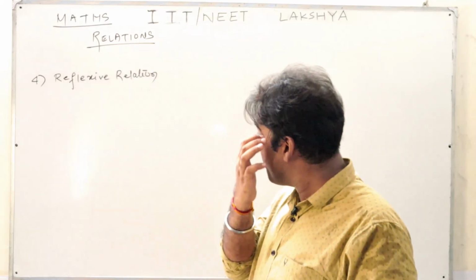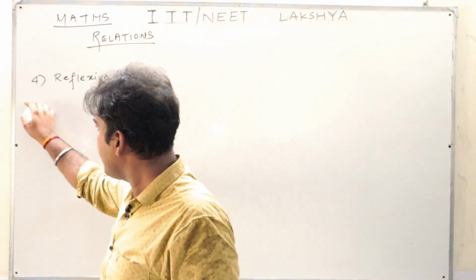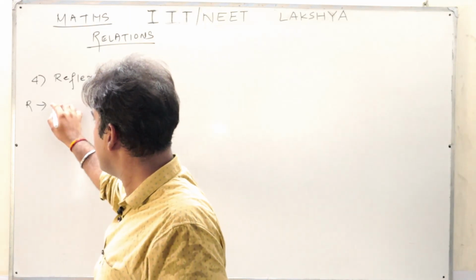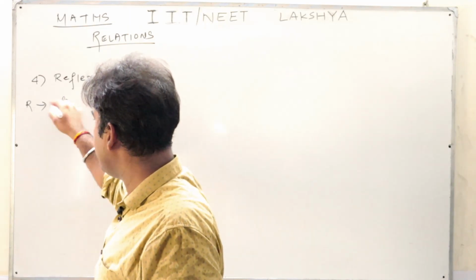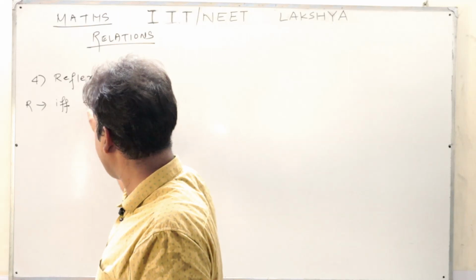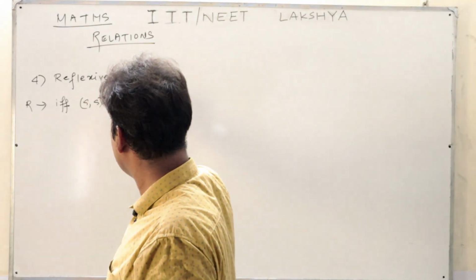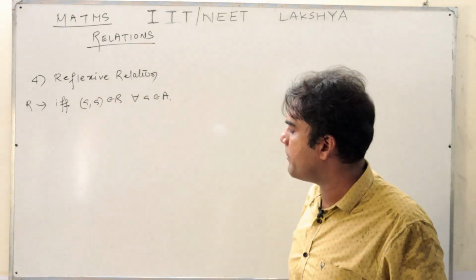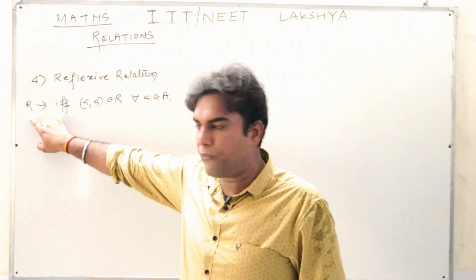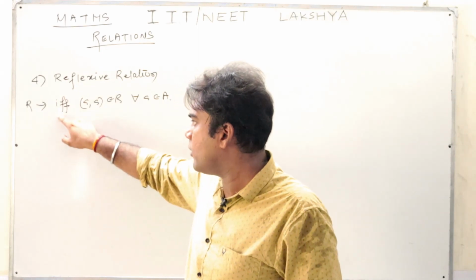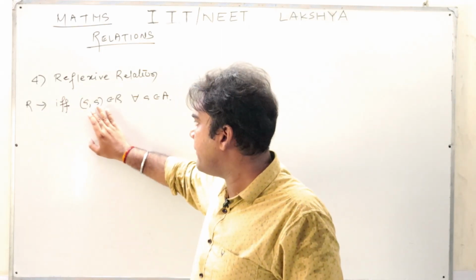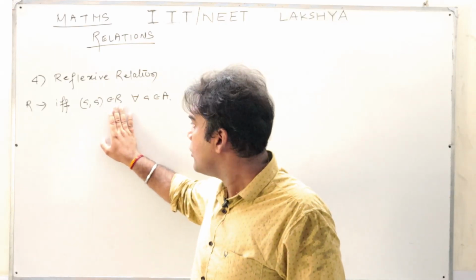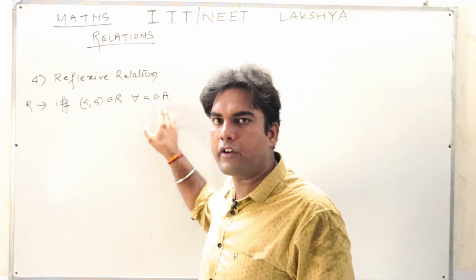A relation R is said to be reflexive if and only if (a, a) belongs to R for every a belonging to A. See how I am defining it. A relation R is said to be reflexive if and only if (a, a) belongs to R for every a belonging to A.